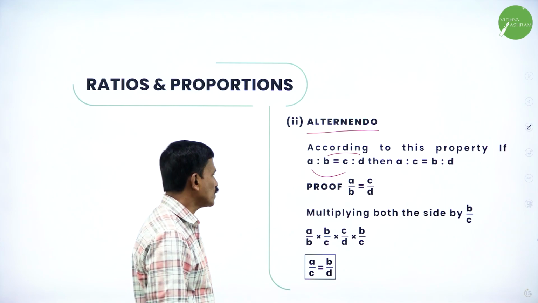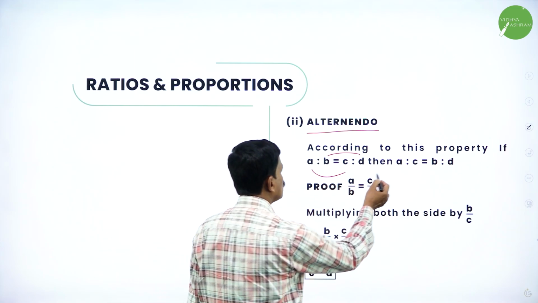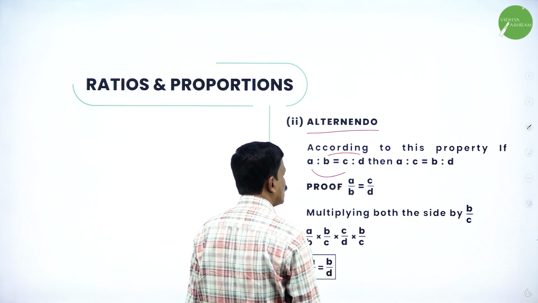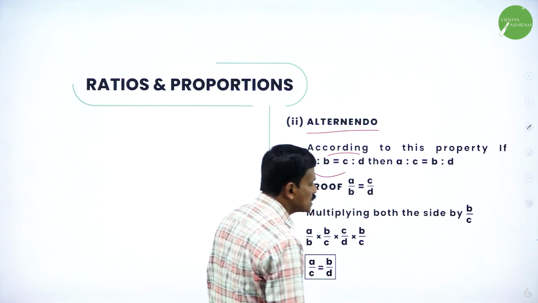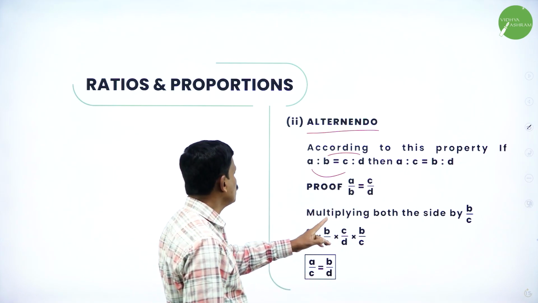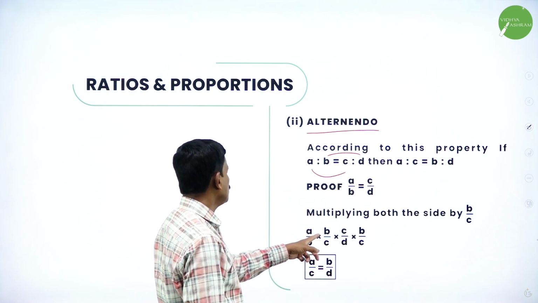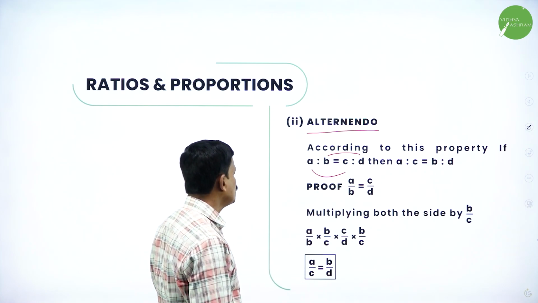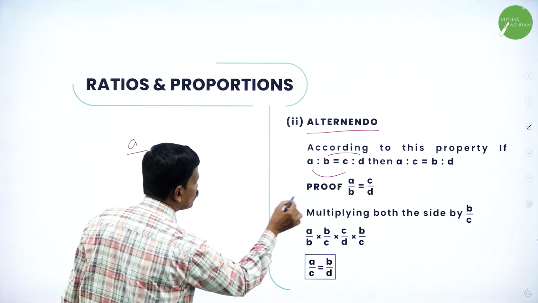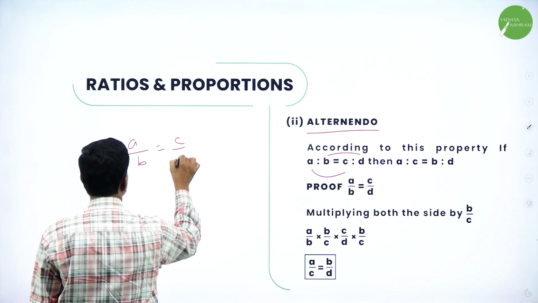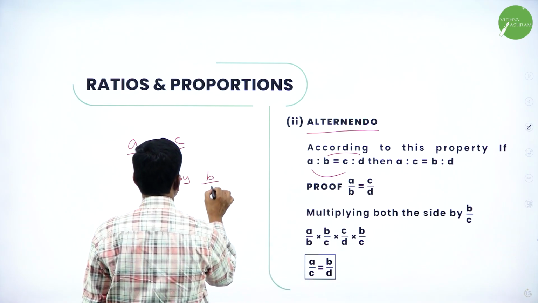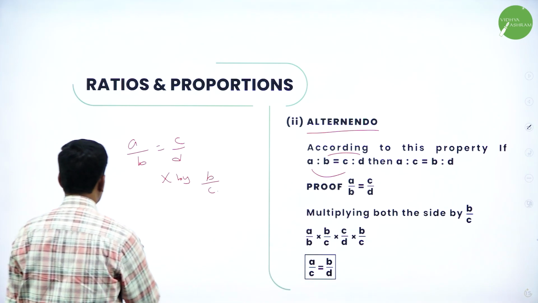So let us take the proof for this. If A is to B is equal to C is to D, it means A by B is equal to C by D. Multiply by B by C on both sides. A by B into B by C is equal to C by D into B by C. So if A by B is equal to C by D and you multiply by B by C, what happens?